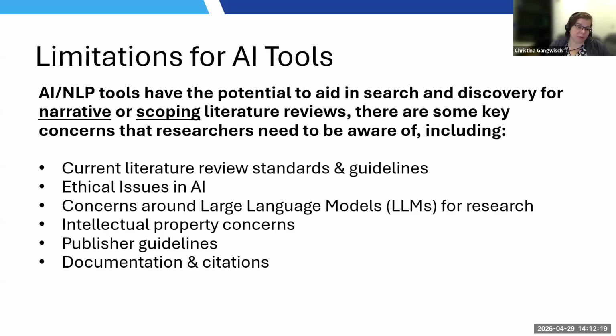So we talk about what the current literature review standards and guidelines are, again, for those who are following more stringent regulations or rules around what they can do for their type of review. We talk about ethical issues in AI, and then we talk about concerns around large language models. And we also talk about intellectual property concerns, publisher guidelines, and then about documentation and citations.